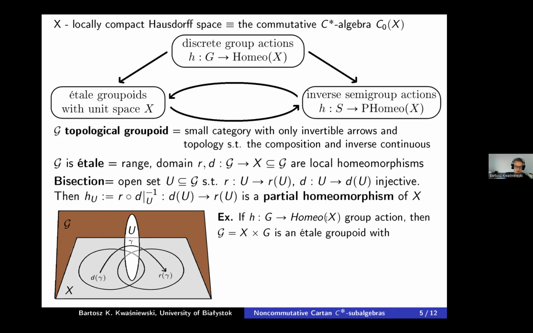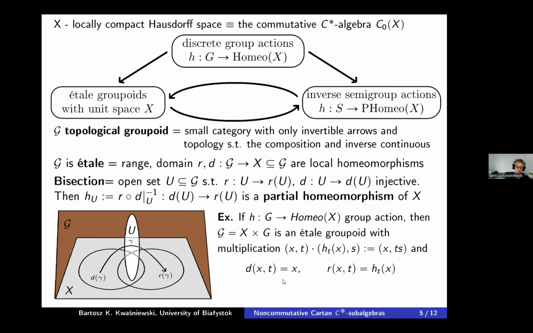So we have a group action by homeomorphisms. Then we can construct this transformation groupoid, which is just the product of X with G with naturally defined actions. We view any pair (x, t) as an arrow that starts with x and ends with h_t x. So h_t, these are those homeomorphisms from these actions. In this way, we can encode a group action into a groupoid.